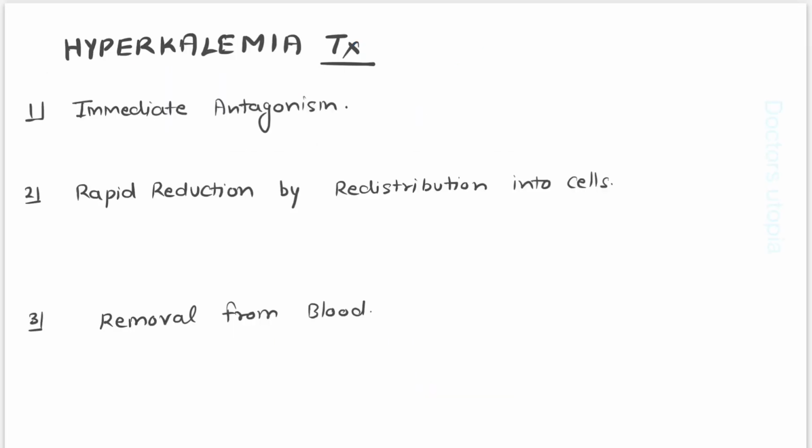To treat hyperkalemia, we have three ways. First is immediate antagonism. For the antagonism, we use IV calcium. Calcium is an antagonist to potassium. How much do we give? We give 10 ml of 10% calcium within 2 to 3 minutes.